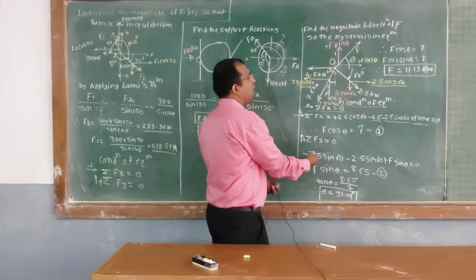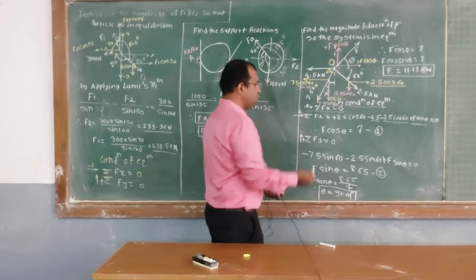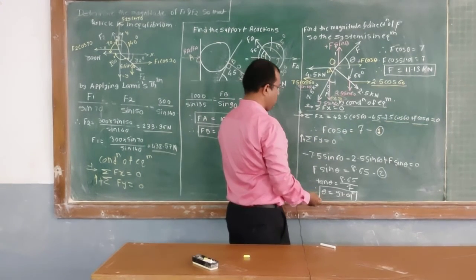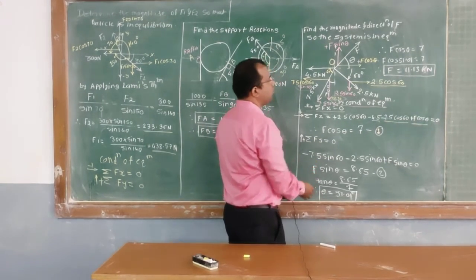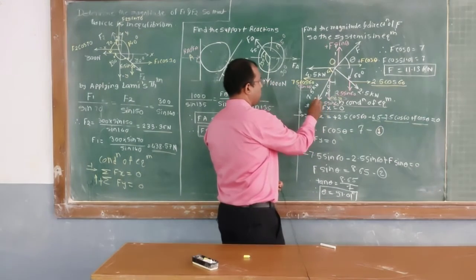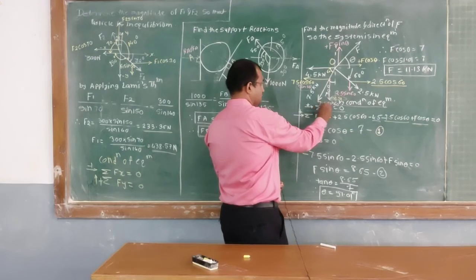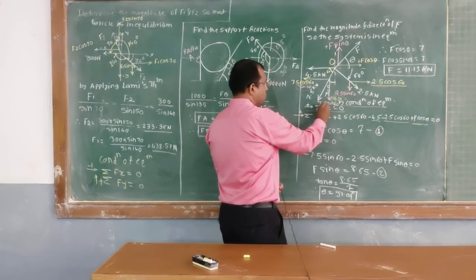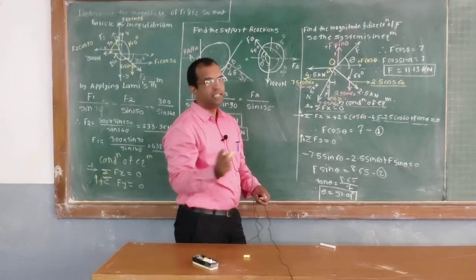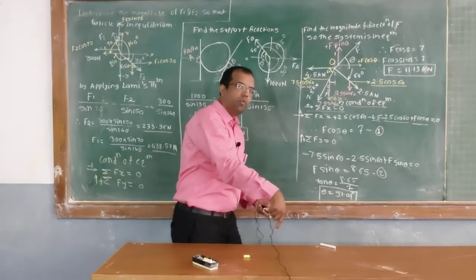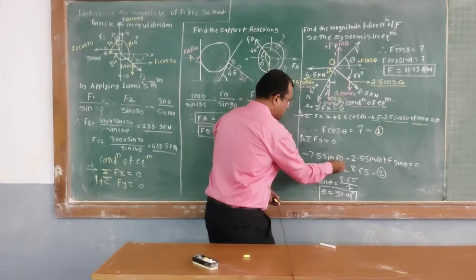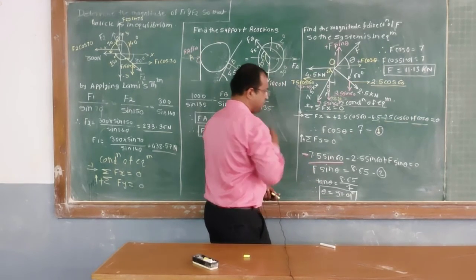Now again applying the second condition of equilibrium, summation of F of y is equal to 0. So what is the summation of F of y? Summation of all the forces in y direction. So let's start from this force, 7.5 sine of 60. It is going in downward direction, therefore it is positive or negative? Yes, it is negative because it is in vertically downward direction. So therefore 7.5 sine of 60, I have written over here minus sign.